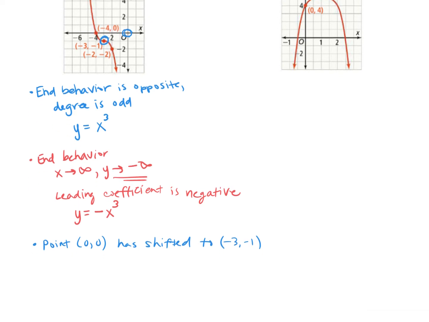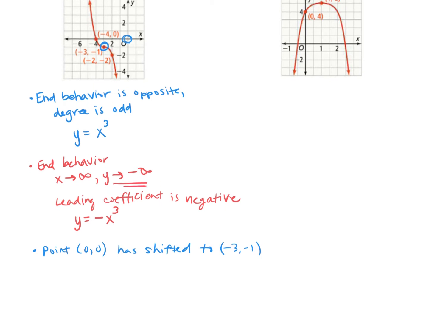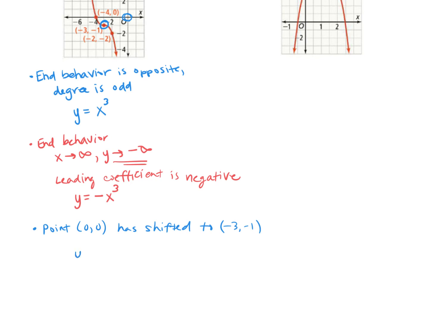When we recognize the translations, we can build that into our parent function. We have y equals negative, and if we shifted to the point negative 3, negative 1, that means we went to the left 3 and down 1. To move to the left 3 with a tricky x, we would say x plus 3. This is a cubic function, so raised to the third power. If we shifted down one, that's a minus one. So our final equation of the graph is f of x equals negative, x plus 3 cubed, minus 1.